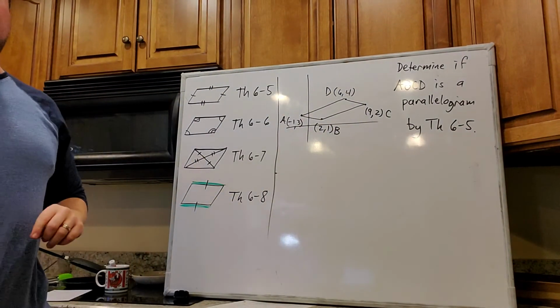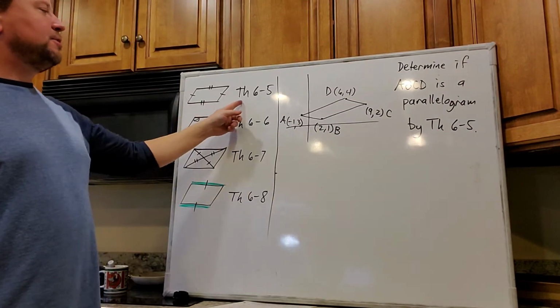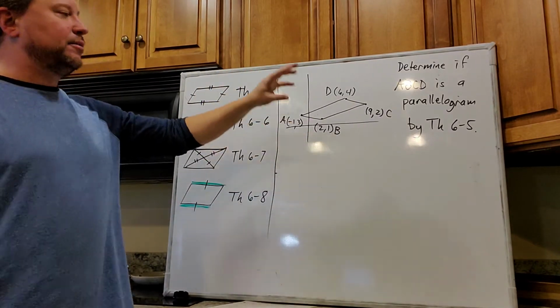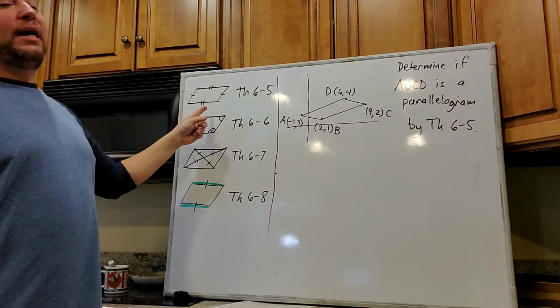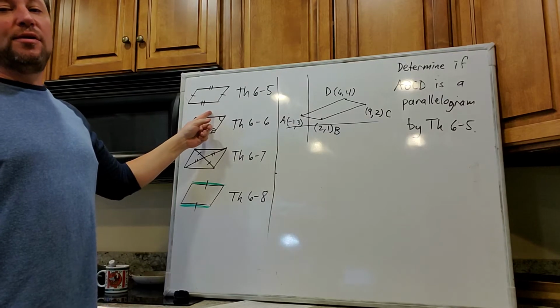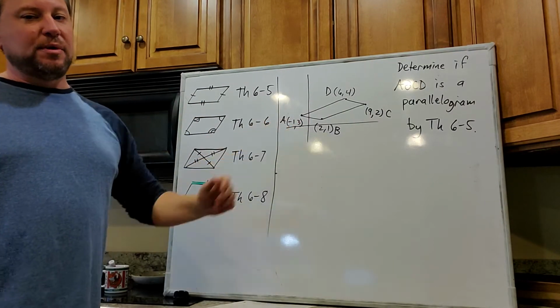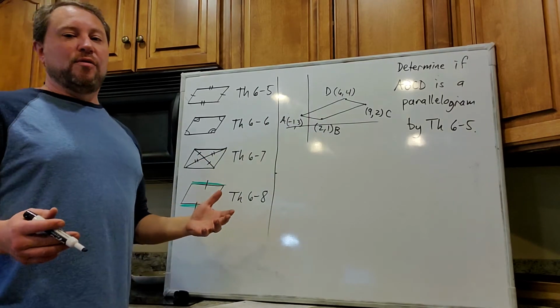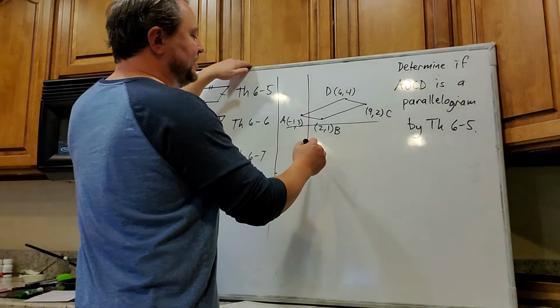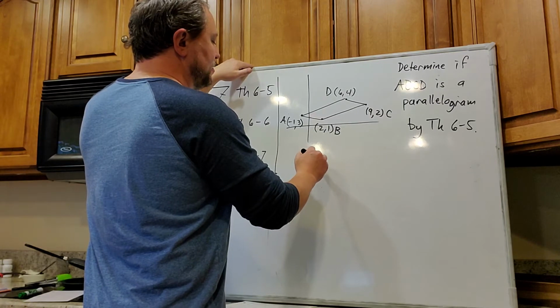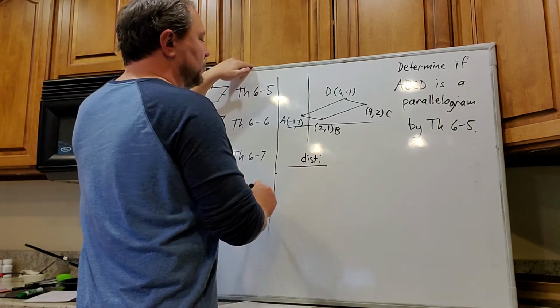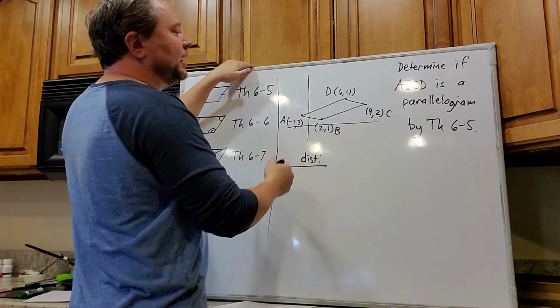So if they specify that they want you to show it's a parallelogram by this theorem, then we have to show that the opposite sides are congruent. How would you show that on a problem like this? Yeah, you probably guessed it. The distance formula. We're going to have to find some distances in that case. So we'd have to find the lengths of all 4 sides.